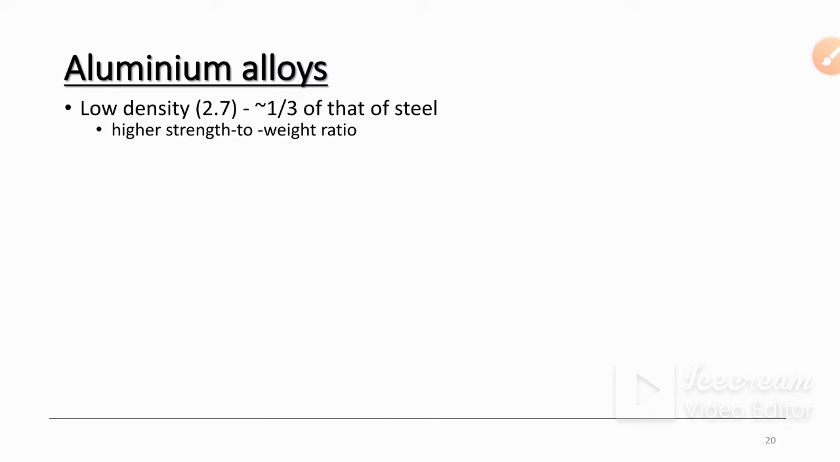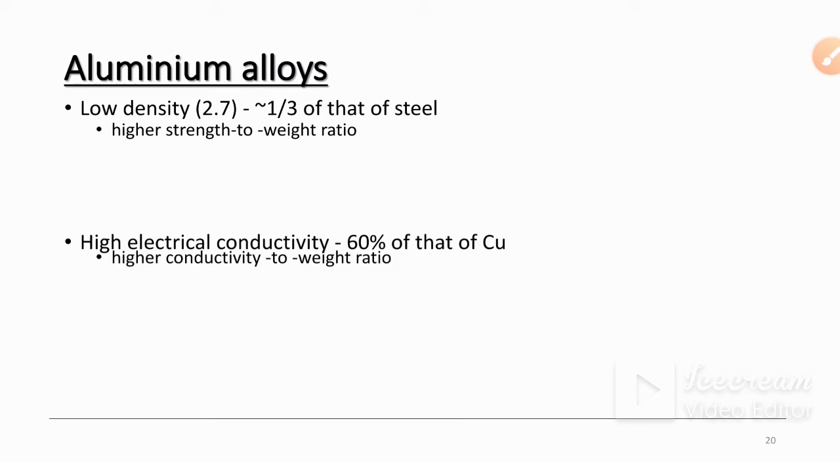So first is aluminum alloys. Aluminum alloys have low density, about 1/3 of steels, so a higher strength to weight ratio. Hence you will see now most of the cars are made from these aluminum alloys. Previously cast iron or steels were used there, now those are replaced by these aluminum alloys.